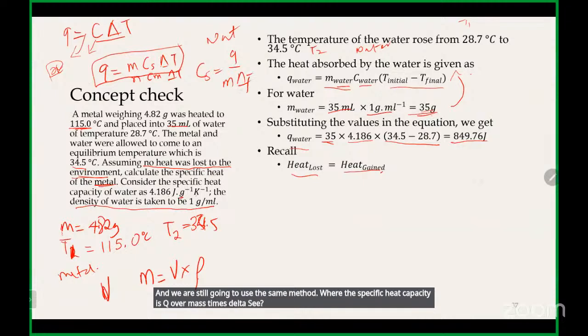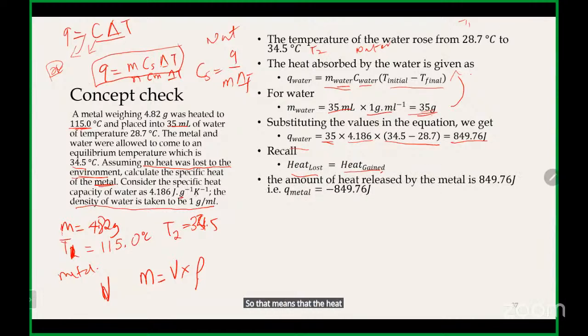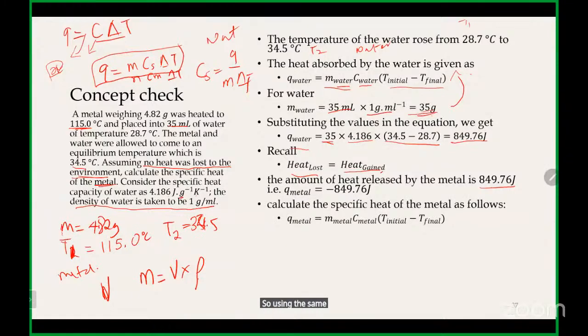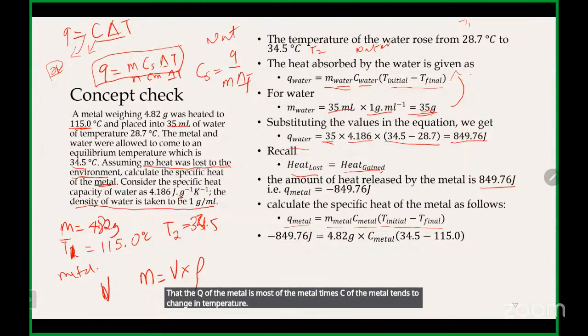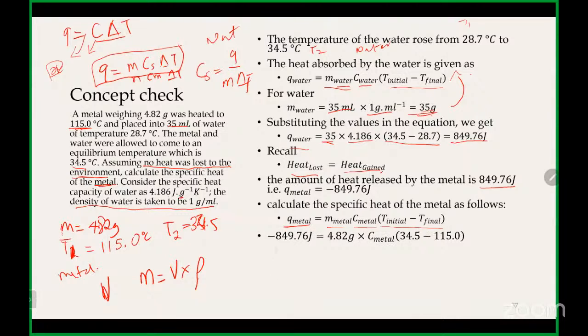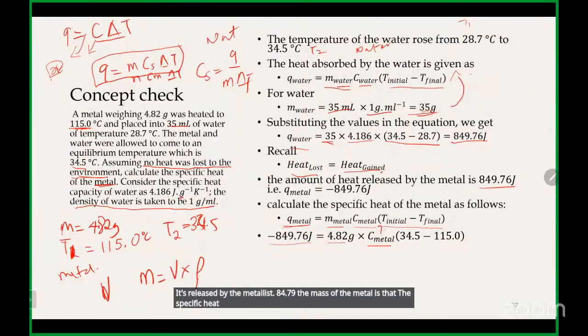So that means that the heat released by the metal will be 849.79 joules. Using the same approach, the Q of the metal is the mass of the metal times C of the metal times the change in temperature. The heat released by the metal is 849.79 joules, the mass of the metal is given, and the specific heat capacity is what we are looking for. Then the final temperature.